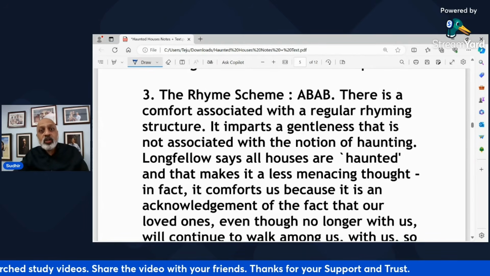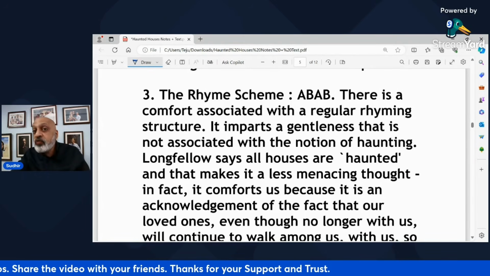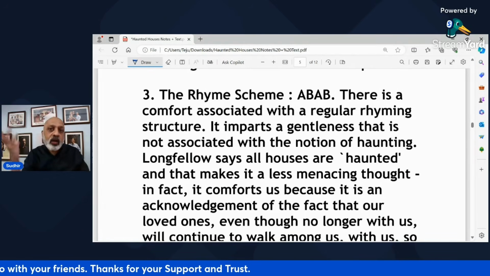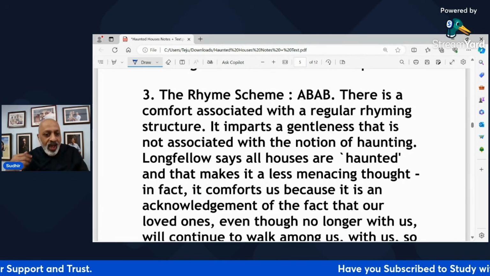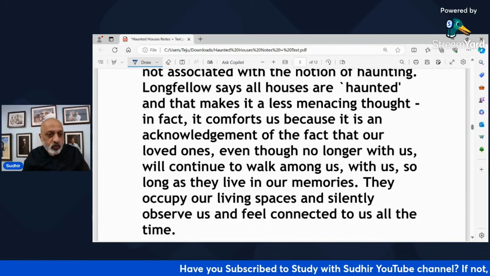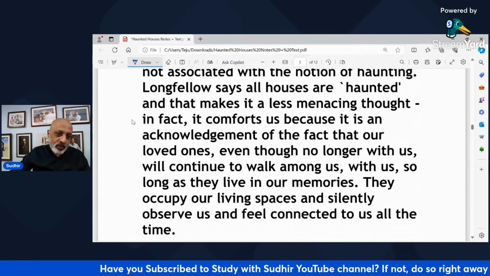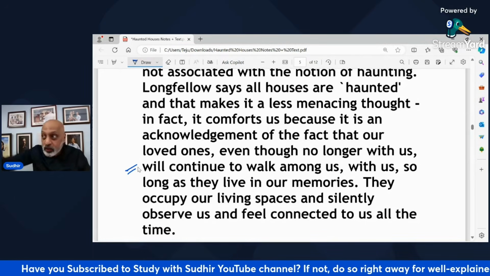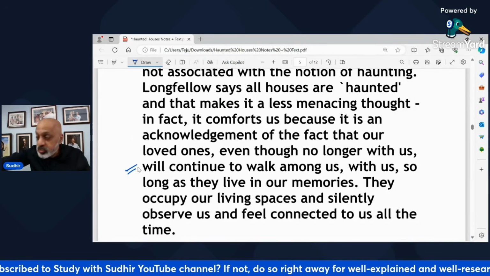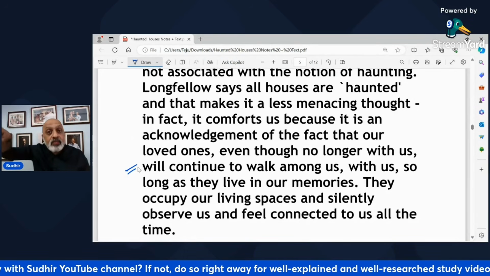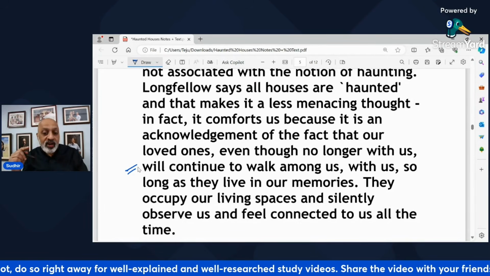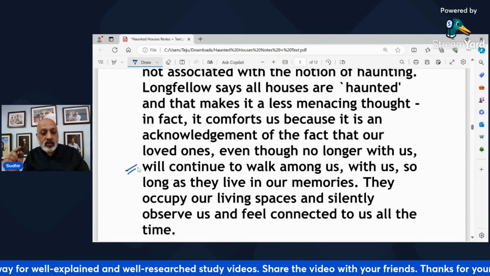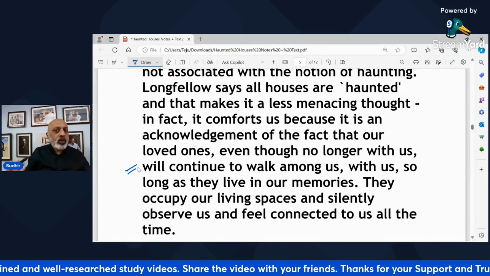So it happens with everyone. So it's not something which is very unique to a particular house in a particular locality or area. Okay. And it comforts us because it's an acknowledgement of the fact that our loved ones continue to walk among us. They don't leave us, even though they have been buried, even though you see their graves, but they seem to exist around us. Okay. They occupy our living spaces and silently observe us and feel connected to us all the time.